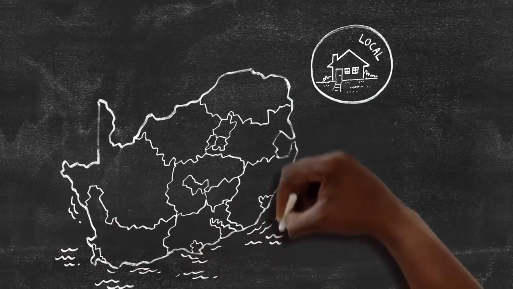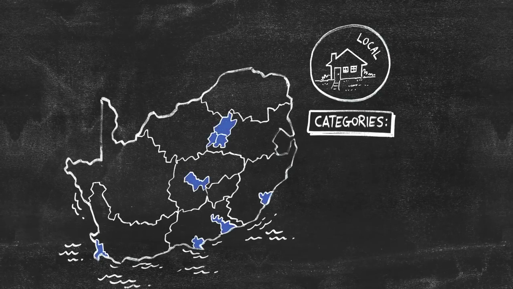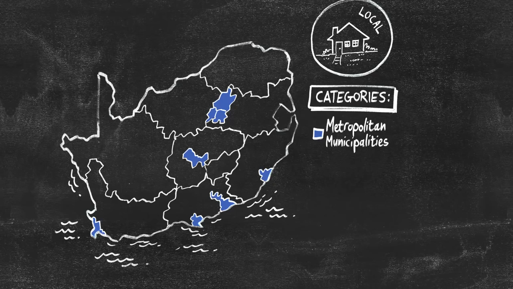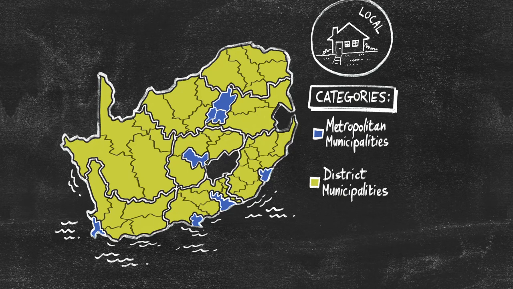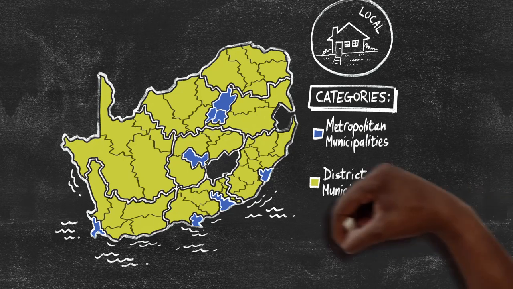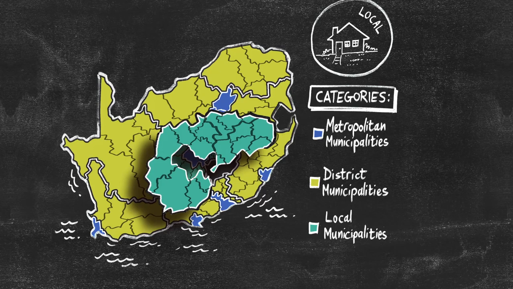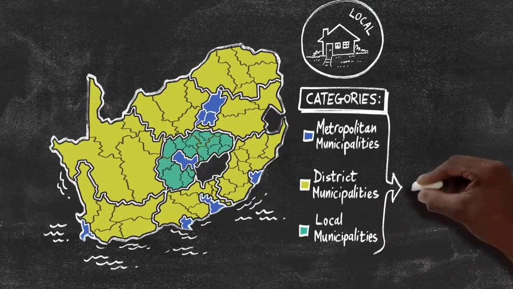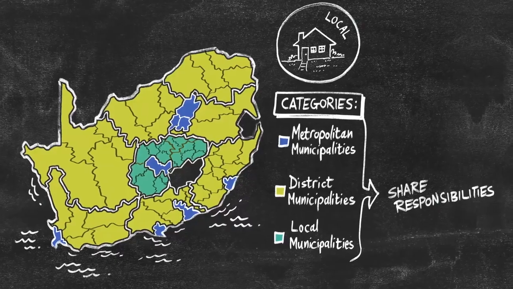And depending on where you live, there are different categories of municipal government. Big cities like Johannesburg or Durban belong to metropolitan municipalities. District municipalities are made up of several local municipalities grouped together in one area to share the workload and resources. Finally, areas outside the 8 metropolitans fall into local municipalities. There are over 200 local municipalities in South Africa. These administrations share the responsibilities to deliver services with local municipalities.